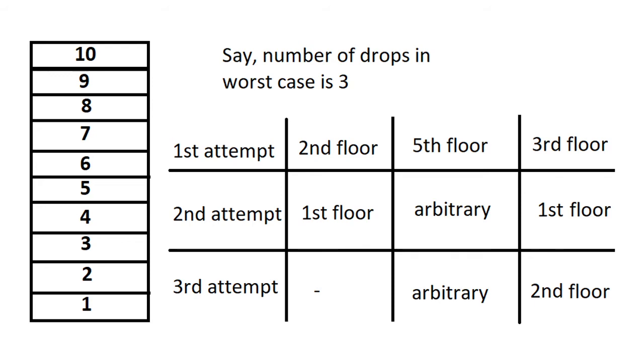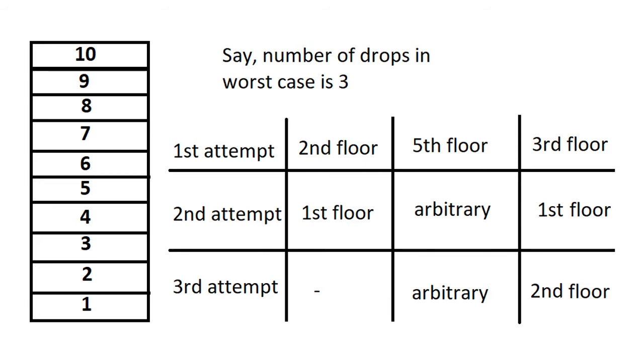What if we make the first attempt from the fifth floor? If the egg breaks, we are left with 1 egg and 2 attempts. Since the egg breaks on falling from the 5th floor, we need to check all the lower floors, which are the 1st, 2nd, 3rd and 4th floor. Since we have to check 4 floors in only 2 attempts, we need to make arbitrary attempts, and this is not the right way to proceed.